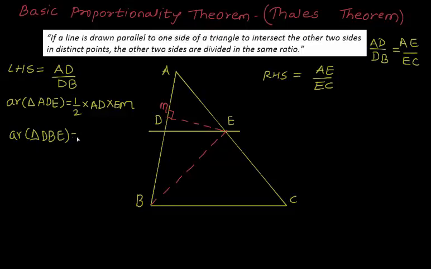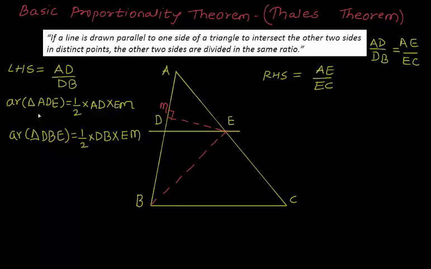So the area of triangle DBE is equal to half into base DB. We are considering the second segment, so we are going to take DB as the base. So half into DB into, what is the perpendicular distance? The perpendicular distance is EM. If you take the extension DM, then the perpendicular distance is EM. So we got the area of triangle DBE as half DB into EM.